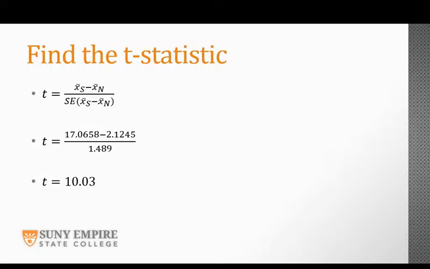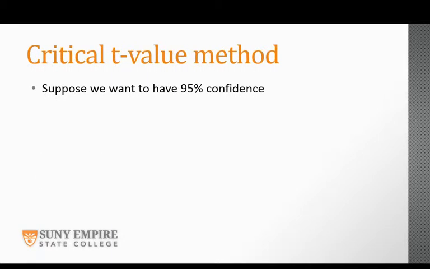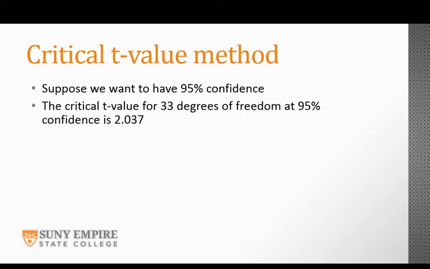First, let's consider the critical t method. As is traditional with difference of means, we will consider a 95% confidence level. Therefore, the critical t values are solely dependent on the number of degrees of freedom. If we use the official formula, we had 33 degrees of freedom. The critical t-value for a 95% confidence level with 33 degrees of freedom is 2.037. We realize that the t-score for our information, 10.03, is greater than this critical t-value.